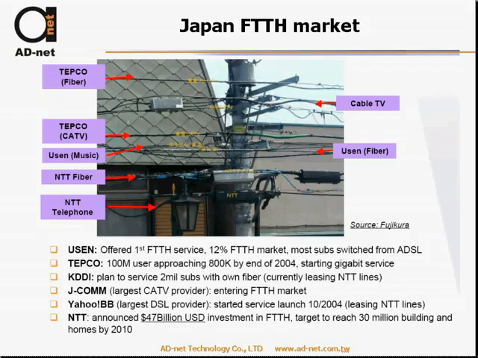Here you can see an example of the GPON FTTH market. For example, NTT announced a $47 billion investment in FTTH, targeting 30 million buildings and homes by 2010. That's reason enough to think that there is a future in this technology.